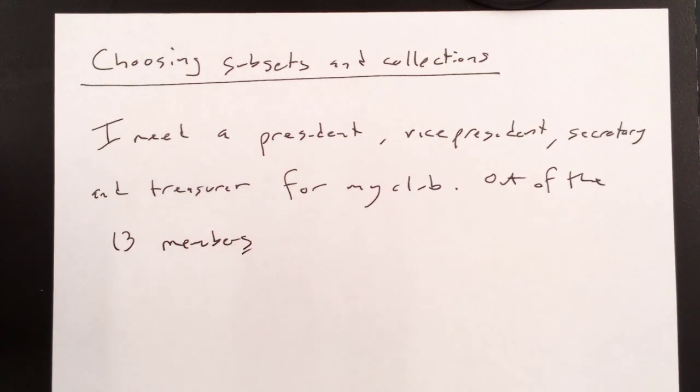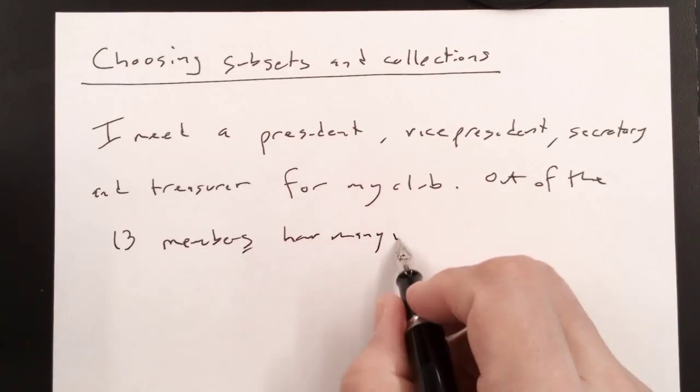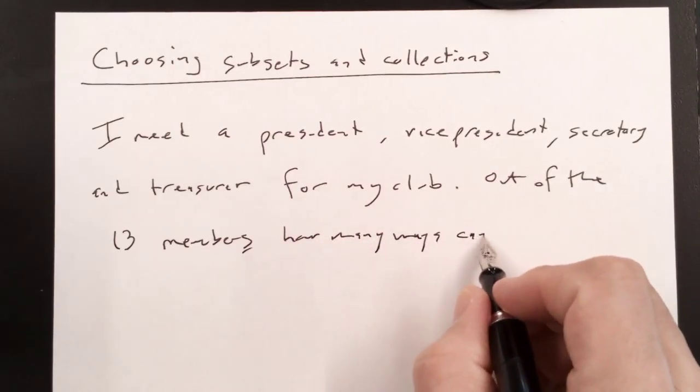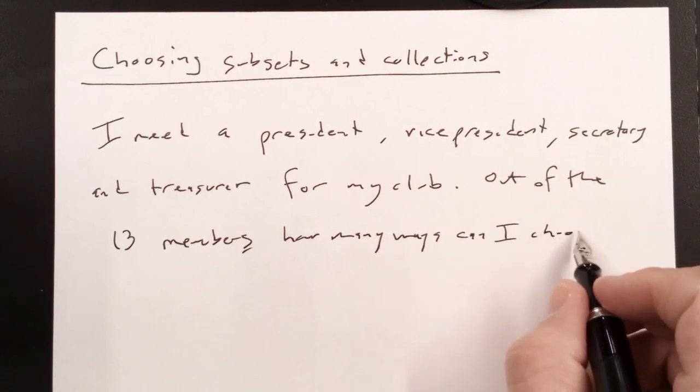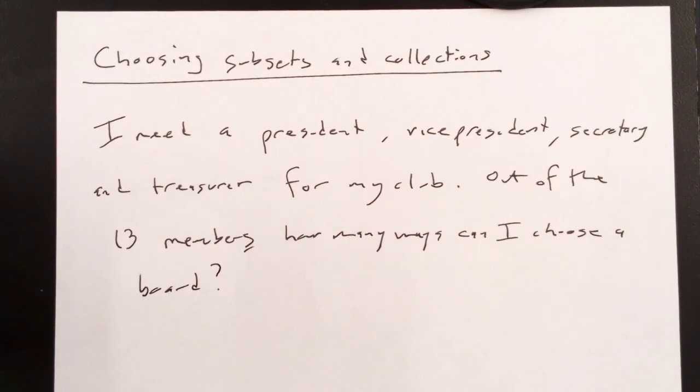How many ways can I do this? How many ways can I create the board for this club? Again, under the assumption that all 4 of these positions need to be filled by different people.